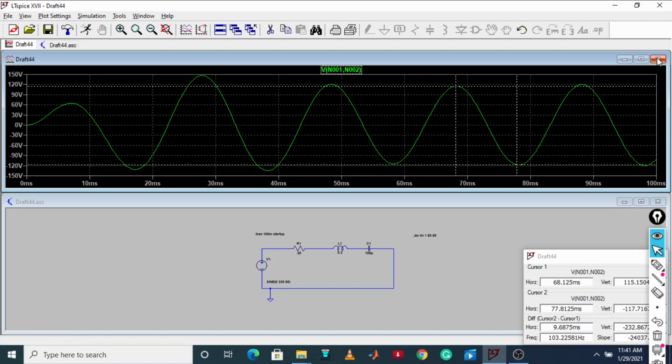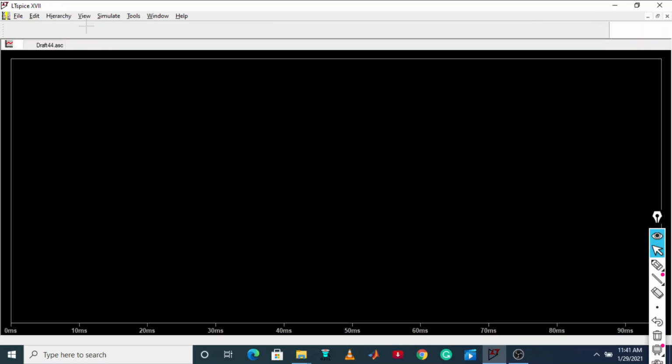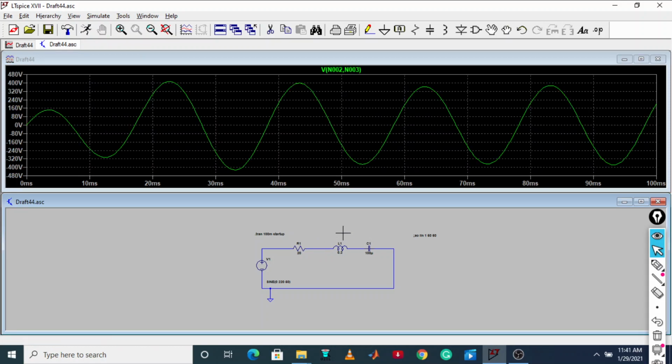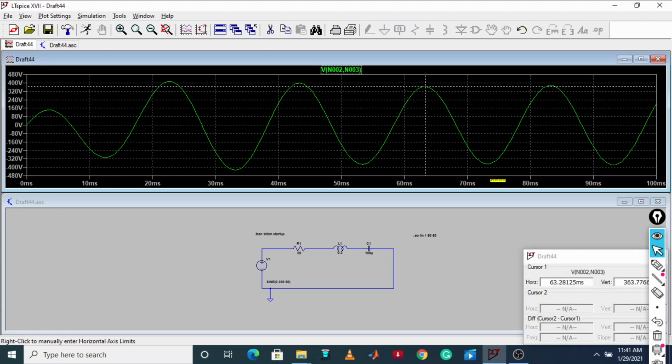Now let us calculate the voltage across the inductor. This is all the maximum value. Now again run it, put your cursor here, and here it will give the voltage across the inductor. Now if you want to calculate the voltage across the inductor, again click this one, this will give 2.